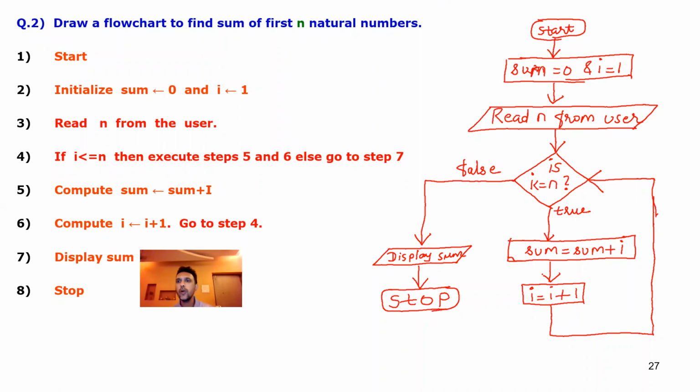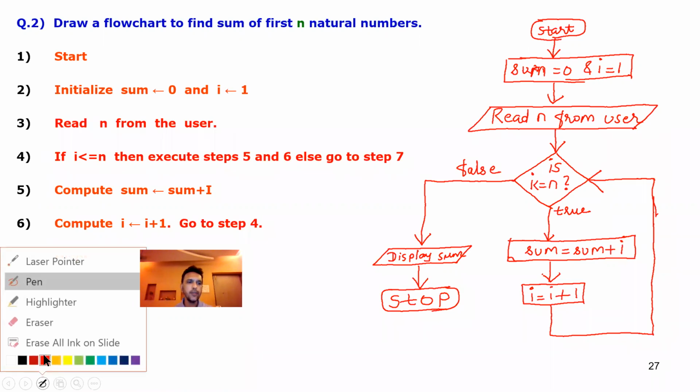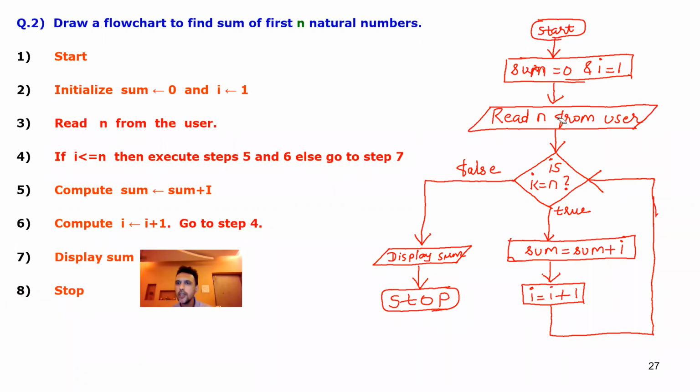Now what I will do is make corrections and additions in this flowchart itself. Step number 1 will remain the same, start. Step number 2, sum equal to 0, I equal to 1, will remain the same. Step number 3 will also remain the same, but you can make one small change inside. Over here, you can just write: read n as the number of elements. Okay, that is what you can write over here. Step number 4 will be the same: is I less than or equal to n.